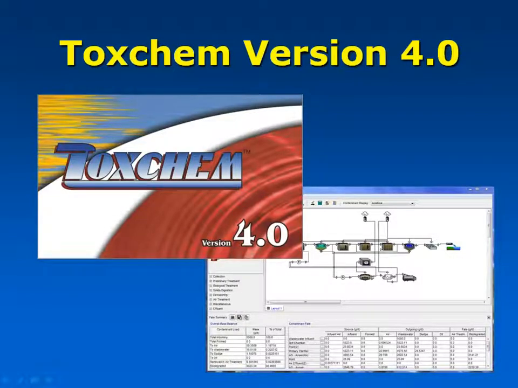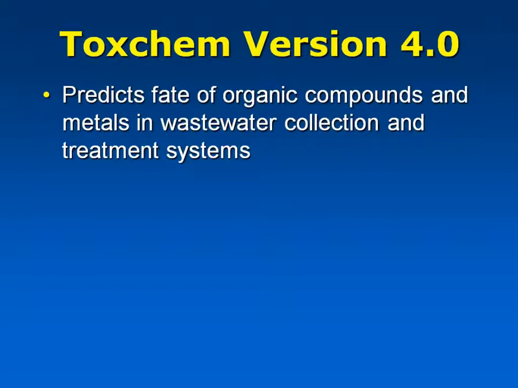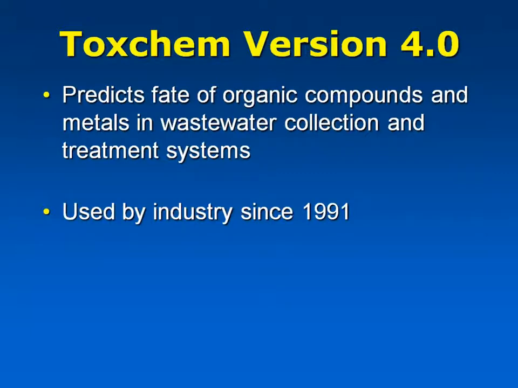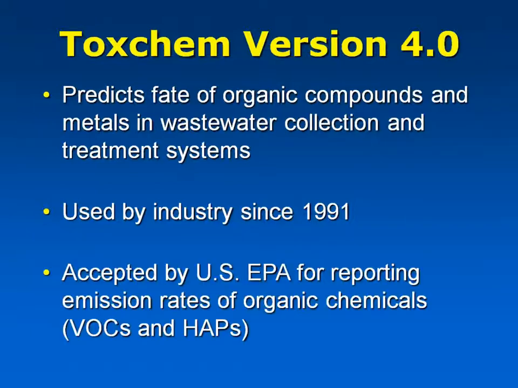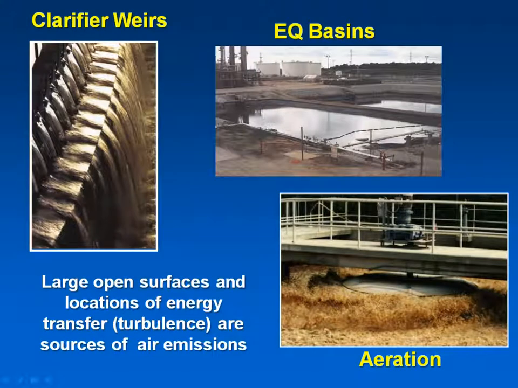So Toxchem is a tool that is designed to allow you to model a wastewater treatment plant. It's been on the market now since 1991, and it's used to predict the fate of organic compounds and metals within wastewater treatment systems. And it has been accepted by the US EPA for reporting emission rates for different types of organic chemicals. So there have been a number of instances where Toxchem is used basically to provide a reasonable estimate of something that may or may not have happened at a plant, and that can be used as a model to do an estimate, and that has been accepted by the EPA as a valid reporting mechanism.